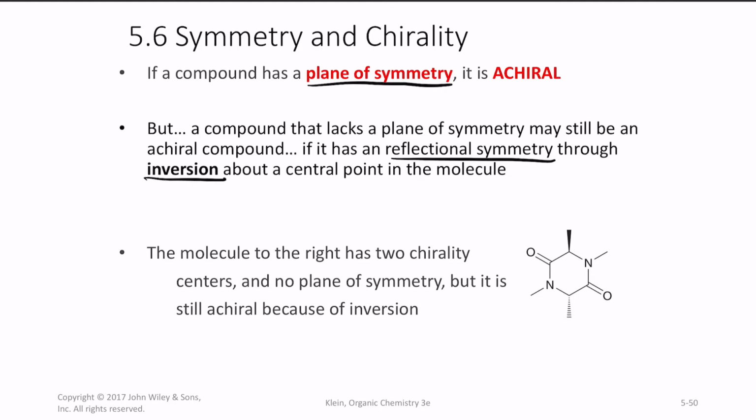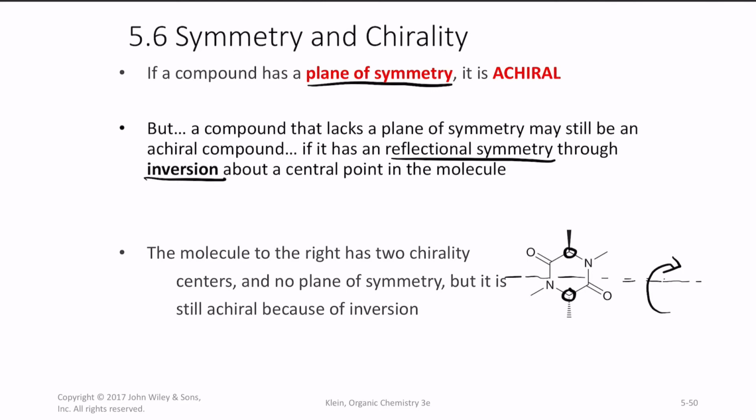There is also another kind of symmetry, which is what we call reflectional symmetry through inversion. What does that mean here? The molecule to the right here has two chirality centers. This is number 1 and this is number 2. Now, there is no plane of symmetry specifically here, but when you rotate the molecule on this axis, it creates the exact same image on the other side. So, the exact same molecule on the other side.